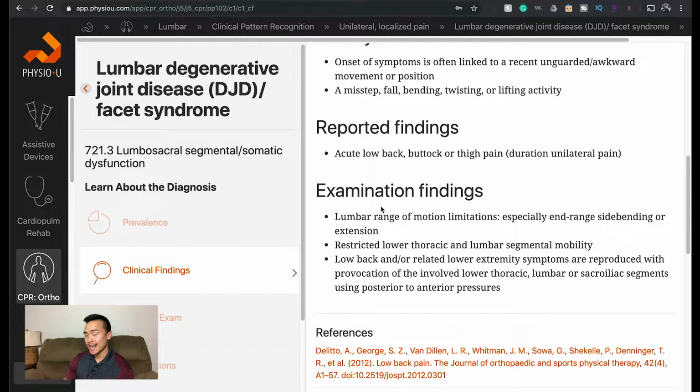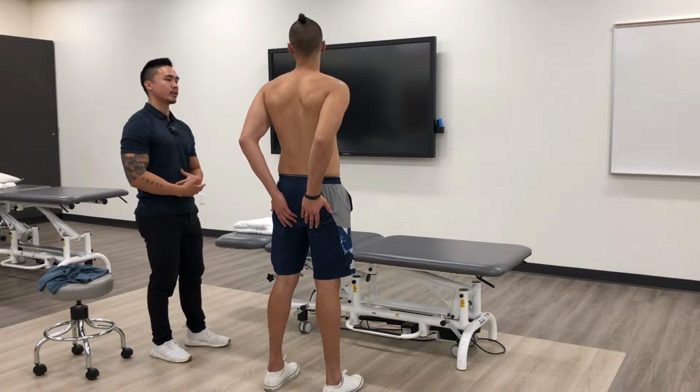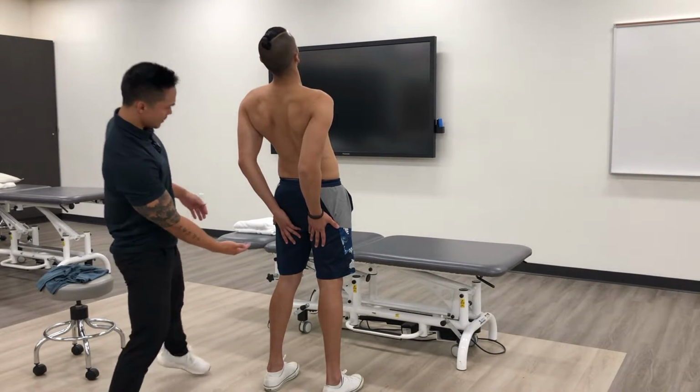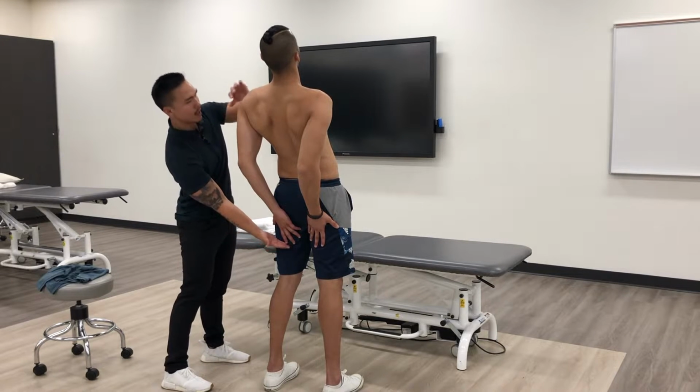Now, it tells you in the exam findings what you might find. Lumbar range of motion limitations, especially end range side bending or extension, where they were limited by pain. So let me know if that brings on your pain or not. Oh yeah, that brings on your pain right there? Okay, so maybe your hands get about right here. Yeah. Okay, come back up.